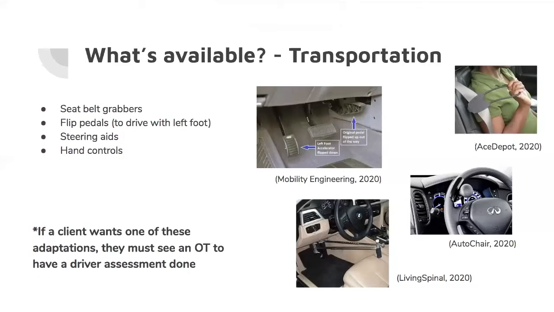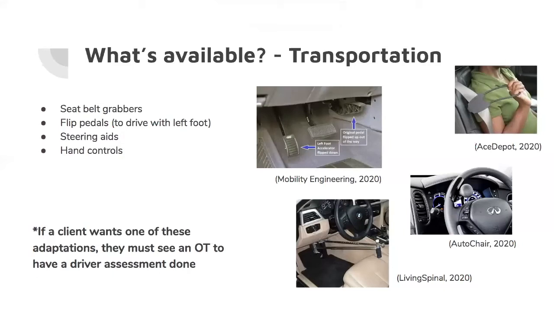The second option we'll see on the top left here are flipped pedals. So if somebody for some reason has had a stroke that has affected the left side of their brain, which would in turn affect the right side of their body and their motor control there, they might find it difficult to drive with their right foot. And so flipping the gas pedal actually to the left side so that they can drive with their left foot is an adaptation that many cars are built for in case people need it.